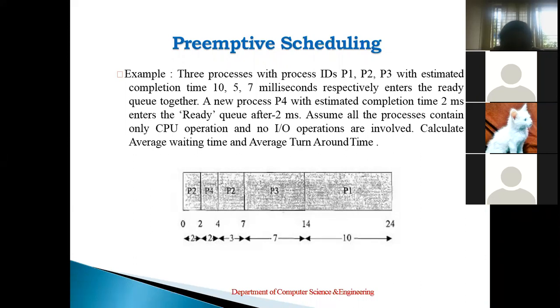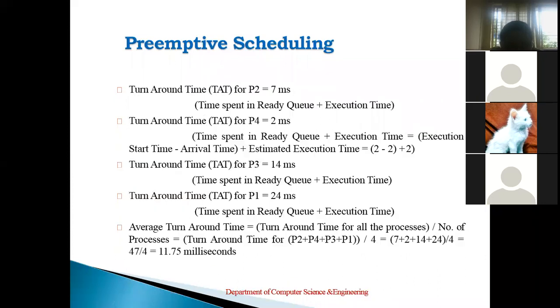How much is the execution time? 2 millisecond. Yes. So what is the turnaround time? Varda, what is the turnaround time? 2 millisecond. Understood? Okay. So this is what they have given. Turnaround time is this.